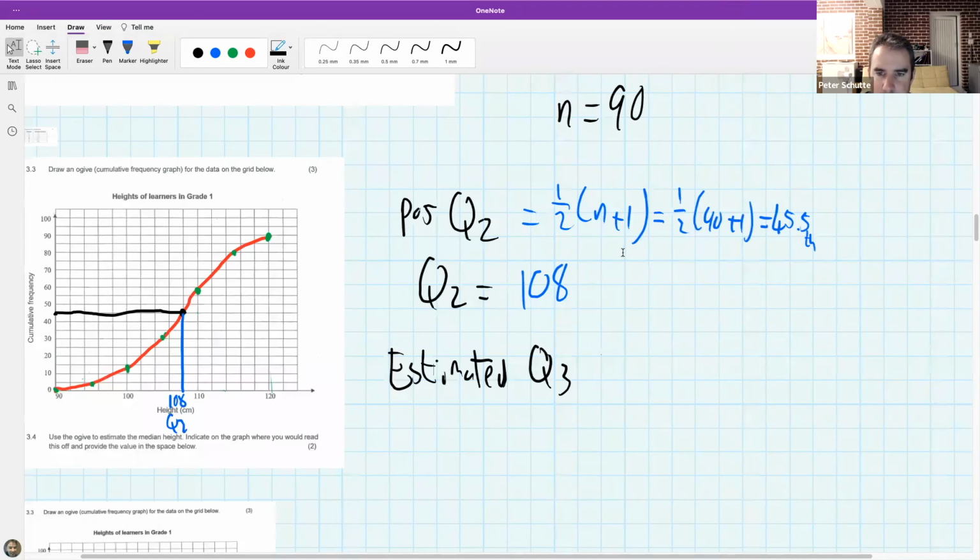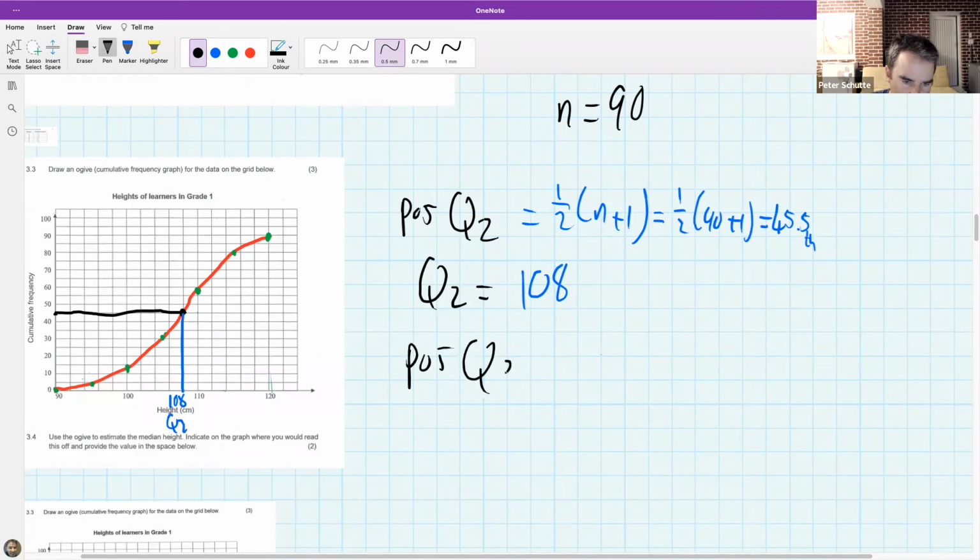What do you think we're going to do? Yeah, find the position again. So just like we did last time, before we can get Q3, we find the position of Q3. And that formula is going to be 3/4 times (n plus 1), which is 3/4 times 91.